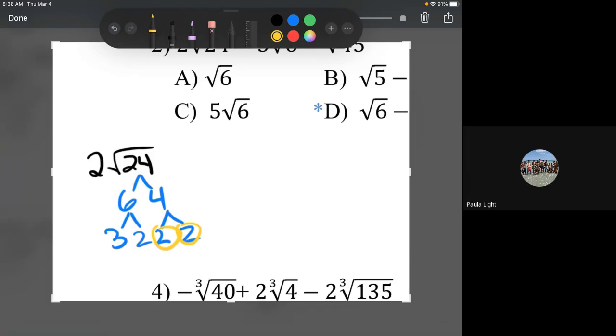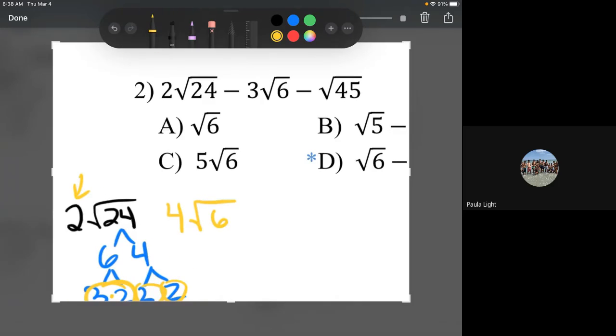There's a pair, and the 6, the 2 and the 3 don't get to come out, but they stay multiplied. So the pair of 2's brings one 2 out, and it gets multiplied to this 2. So we got 4 radical 3 times 2 stays under 6. We simplify 2 radical 24, it becomes 4 radical 6. 4 radical 6 minus 3 radical 6.